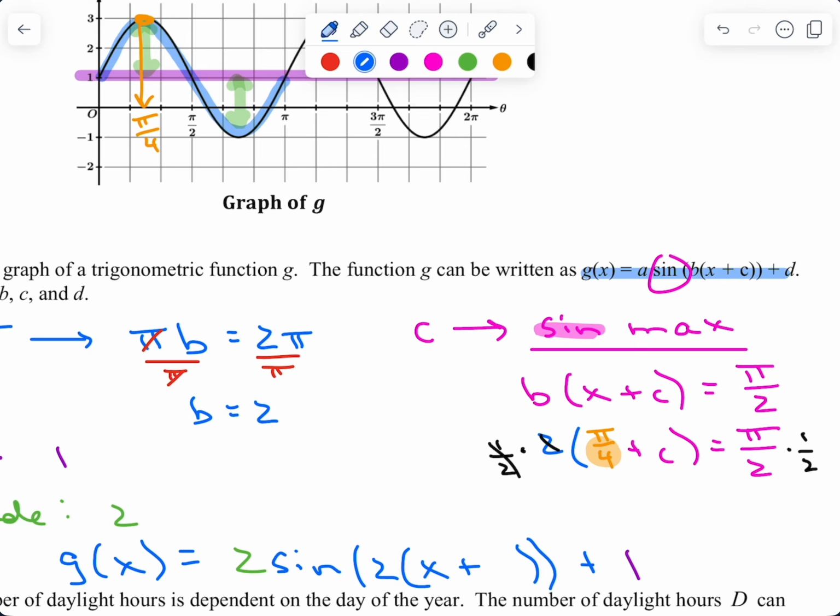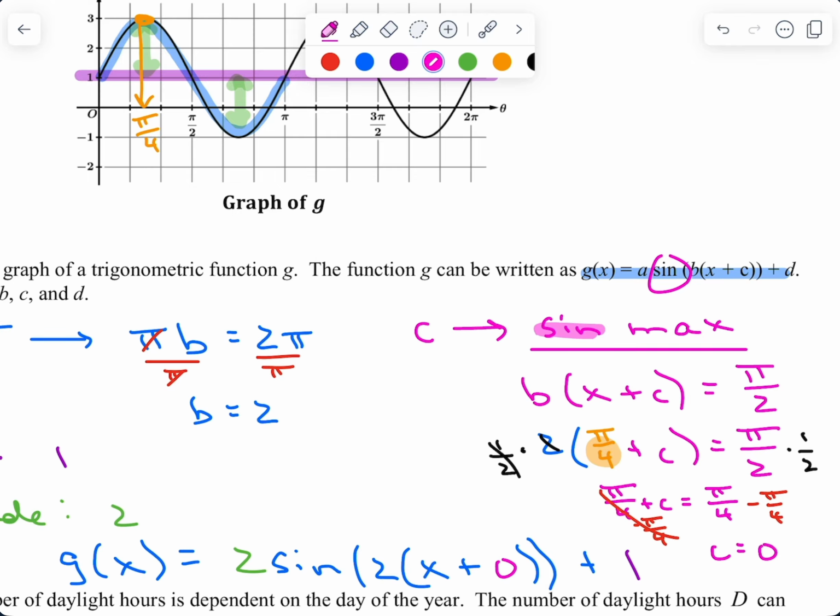But now I'm left with pi over 4 plus C is equal to pi over 4. Because remember, when we multiply fractions, we just multiply straight across: pi times 1 and 2 times 2. Now, once I continue solving, I'm just going to subtract this pi over 4 from both sides. Those cancel, and it turns out in this exact example, pi over 4 minus pi over 4 is 0. So this phase shift actually turns out to be 0.